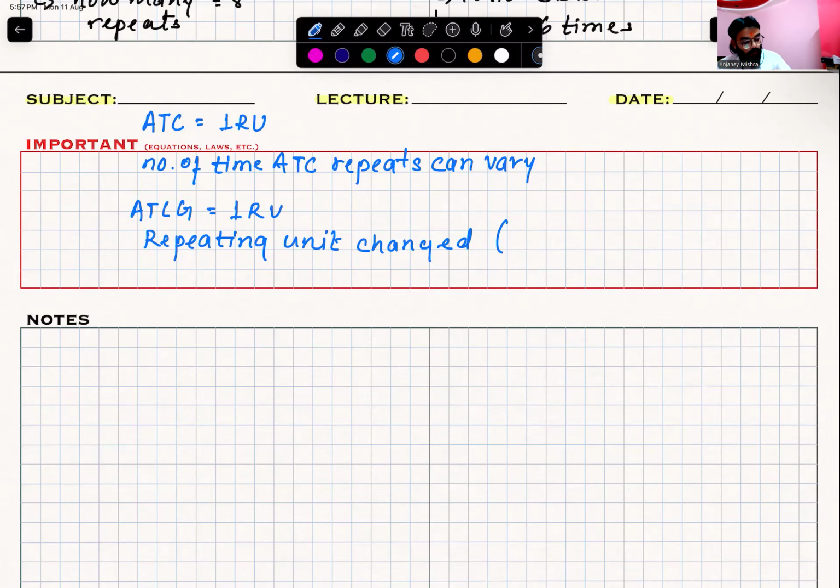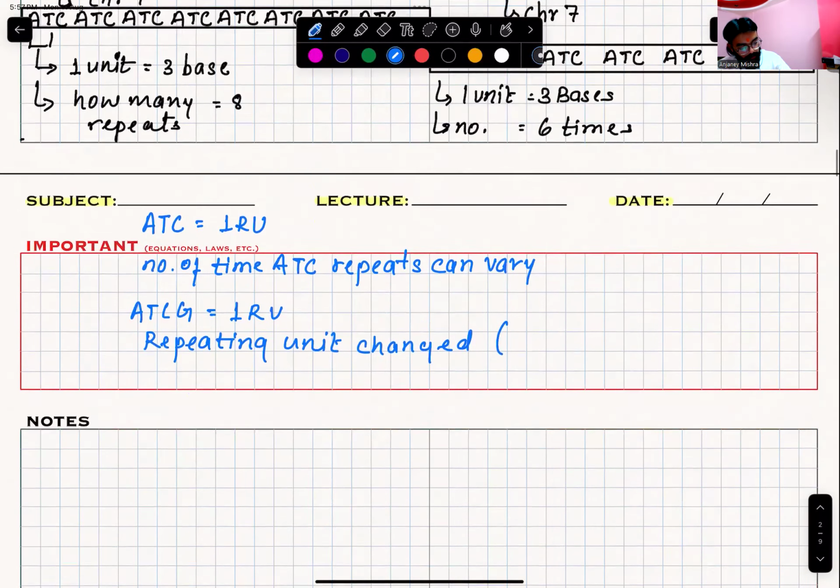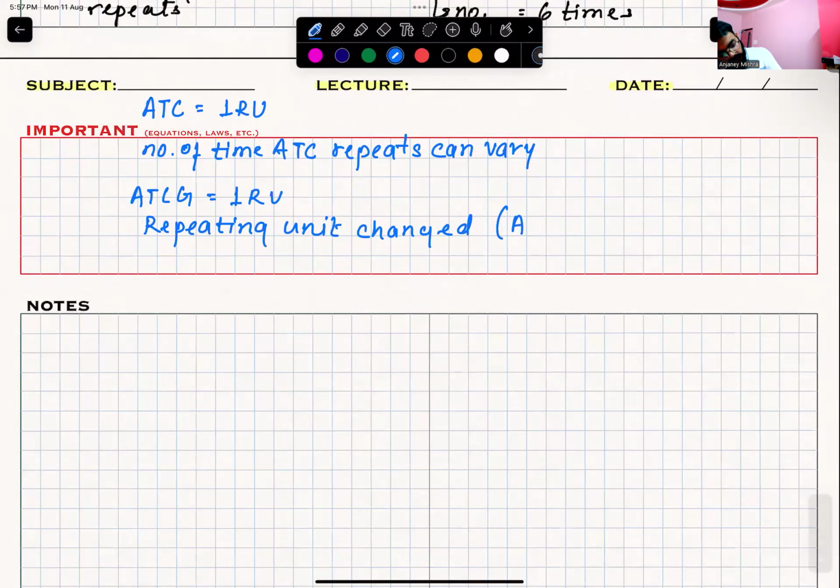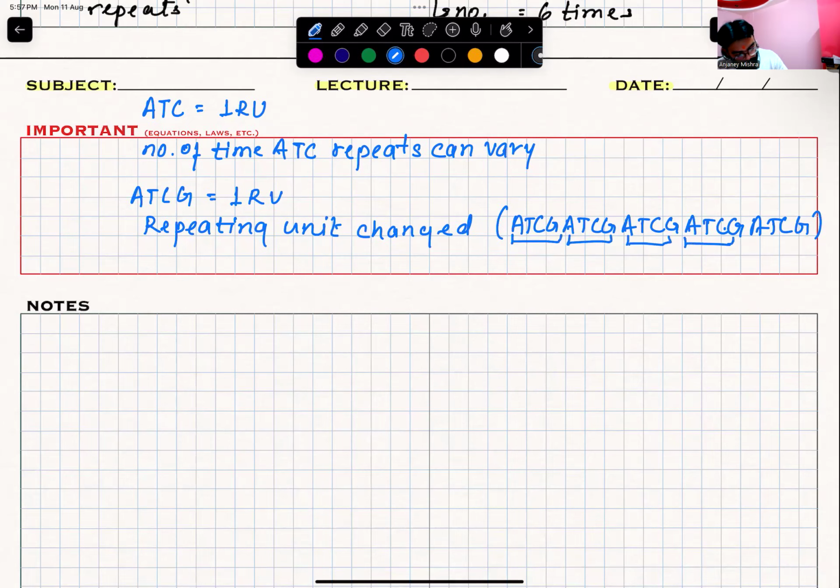Yeah, got it. So what we have to see in the sequence is something like this: ATCG, ATCG, ATCG, ATCG. So what is getting repeated? That is what you have to check. ATCG is getting repeated. Clear? Is that okay? Yes, sir.